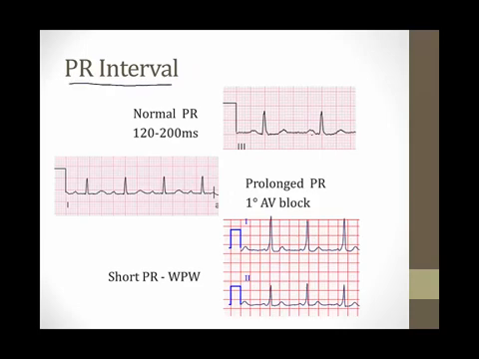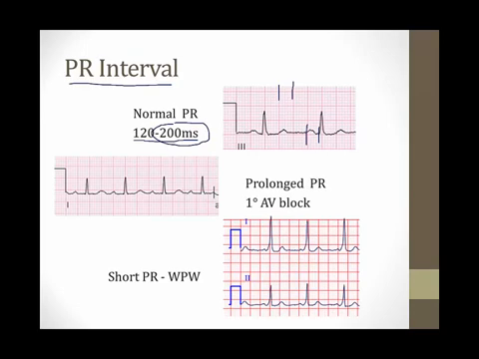PR interval. This is the time from the start of the P wave to the start of the QRS complex, and a normal PR interval is 120 milliseconds to 200 milliseconds in duration. And it's very easy to identify PR prolongation with your eye. That's because, remember what I told you before, a big box represents 200 milliseconds in time. So if the PR interval is longer than one big box in duration, then the PR interval is prolonged.